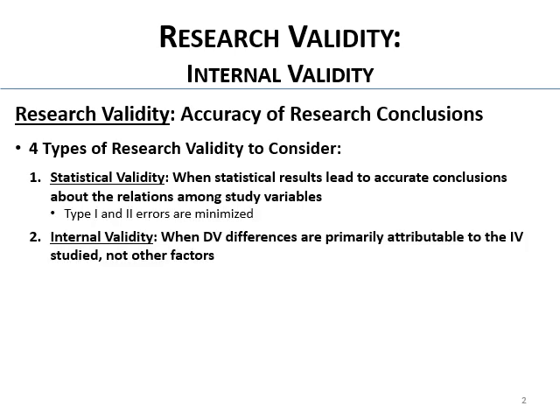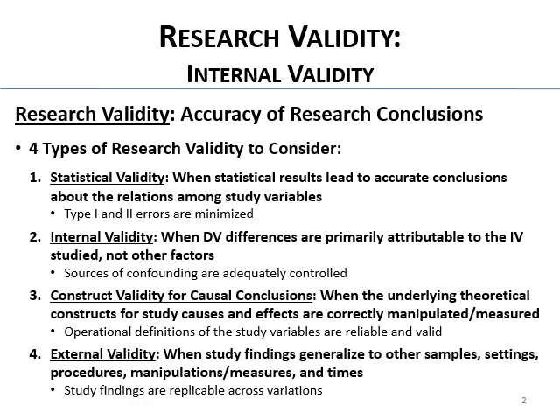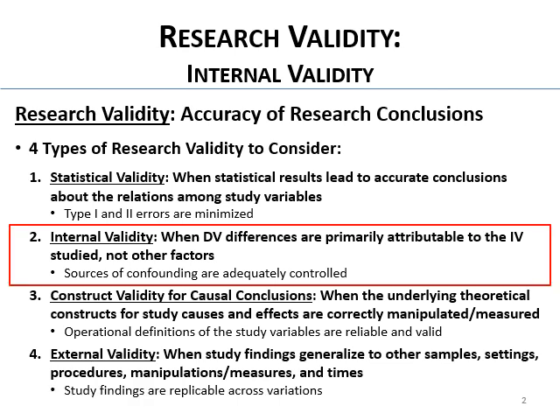This week, we're going to talk about internal validity, and that is when DV differences are primarily attributable to the IV that you're studying, not other factors. So when you're confident in that, you've got internal validity. So how do you do that? You control sources of confounding. And so really today's lecture is mostly about sources of confounding. Next week, we'll talk about construct validity for causal conclusions, and then finally, external validity. So let's get going.